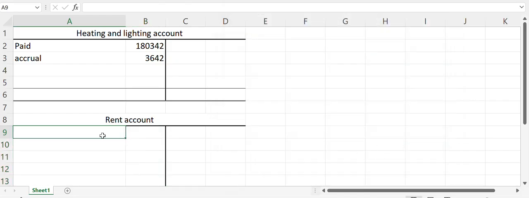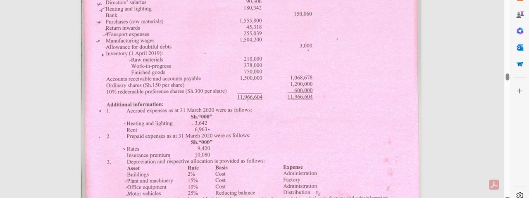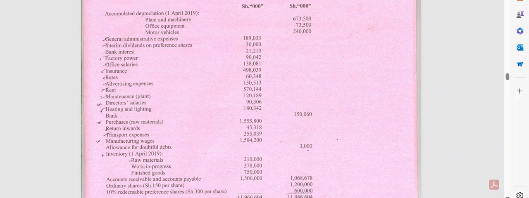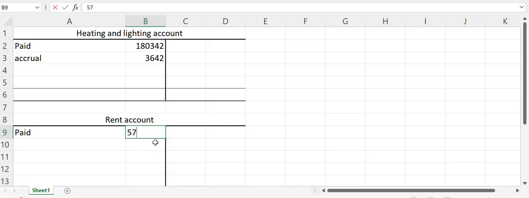So again, rent is an expense. We say we have paid here. So we go back to this trial balance. We check for rent. So rent is 570,144. Then the same case for accruals.